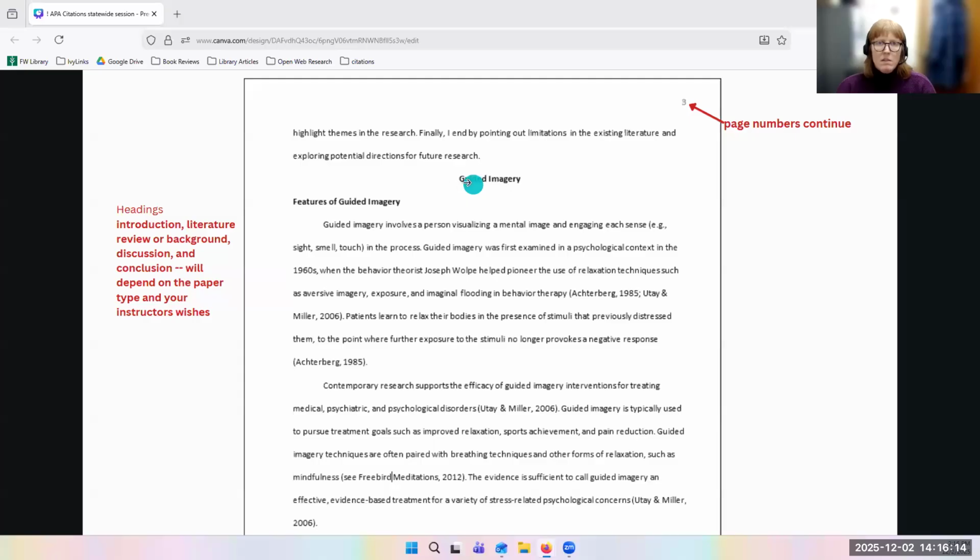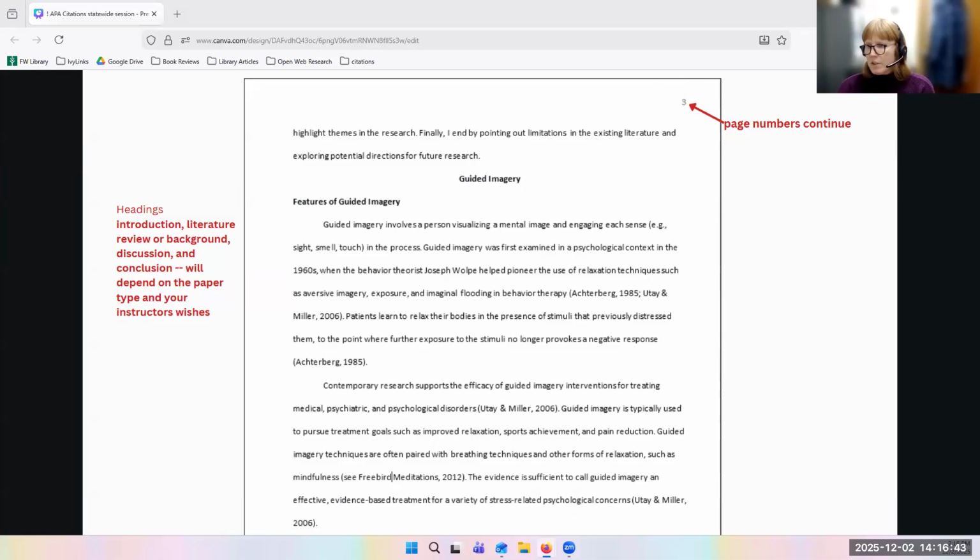So we have our main heading at the top here in the middle. And then if we need to break that heading down into smaller chunks, we can do that by putting a heading on the left side here, right? So a main heading and then the subheading, if that is something that you are asked to do by your instructor, okay? And as we continue, we always have our page numbers, okay?